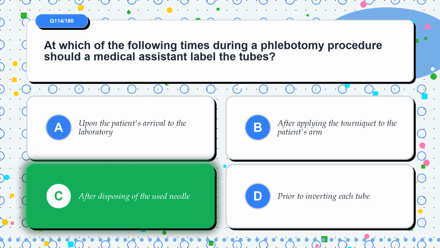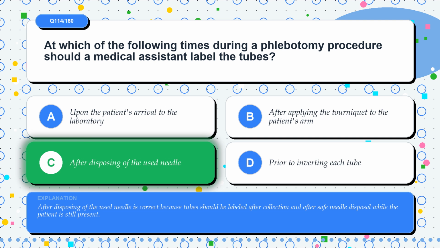The correct answer is option C. After disposing of the used needle. After disposing of the used needle is correct because tubes should be labeled after collection and after safe needle disposal while the patient is still present.